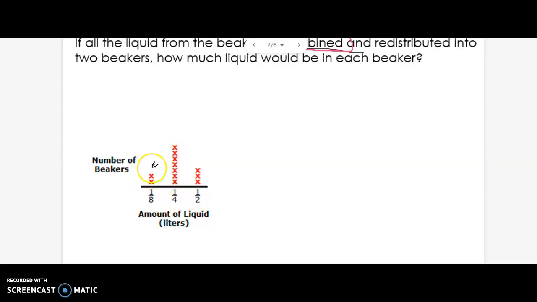So I'm going to start right here. There's 1/8 and there's two of them. So I'm going to do 2 over 1, because when we're multiplying fractions, we can't use a whole number. So I put my 2 over 1. That gives me 2/8. And I'm not going to simplify right now, I'm just going to leave it as is. Okay, so I've got 2/8 right there.